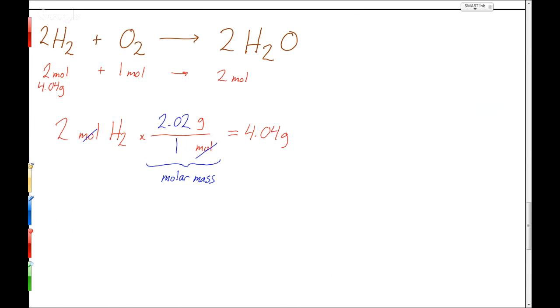We can't count the hydrogen molecules. We can't weigh the individual molecules because they're too small, but we can weigh 2 moles of them, because 4.04 grams is an amount that we've weighed in lab before. Yeah, you weigh gas. Well, that does make it trickier.